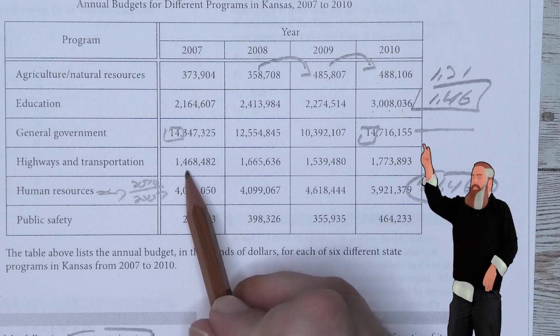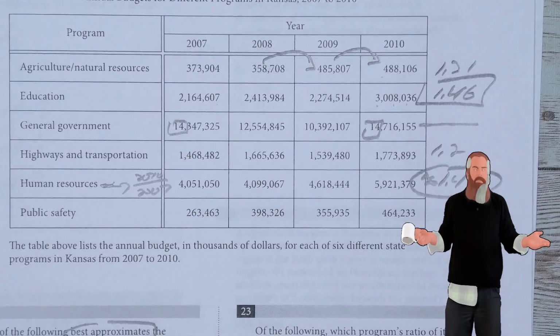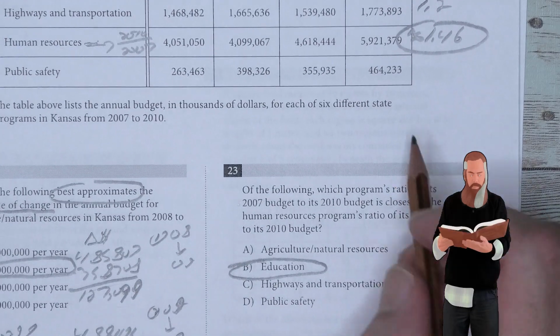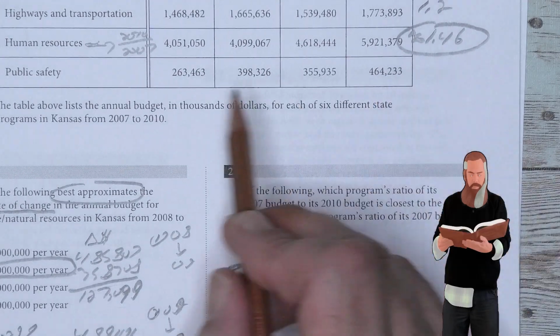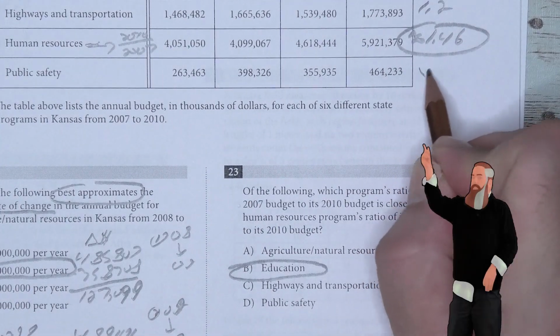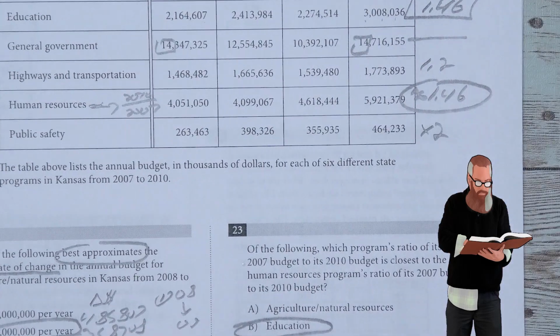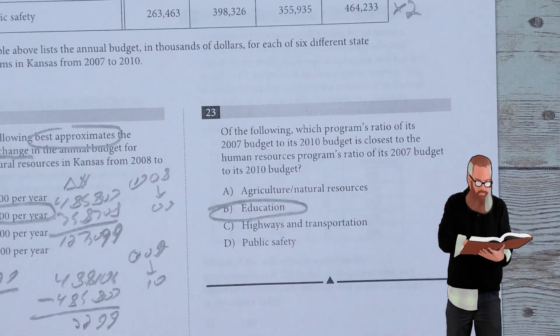1,773,893 divided by 1,468,482 is going to give me a 1.2. And when I look at 464,233 divided by 263,463, I'm going to get approximately a times 2. So the only one that I had was, in fact, education.